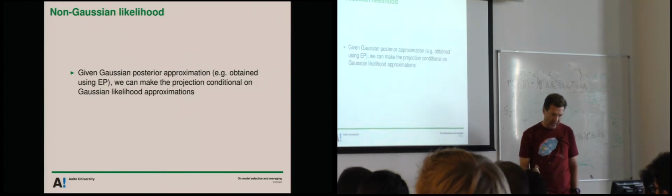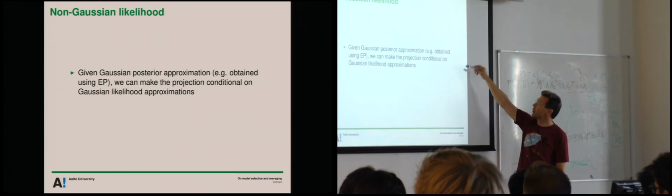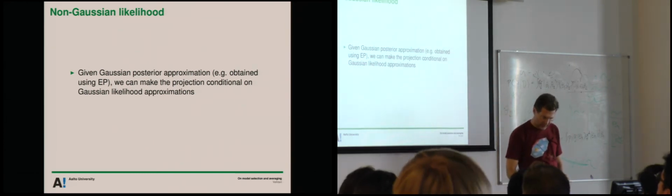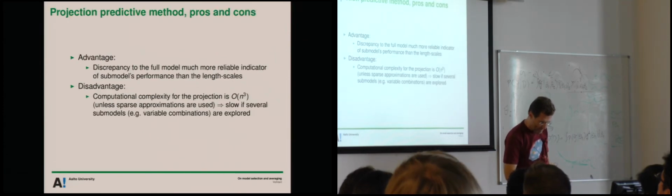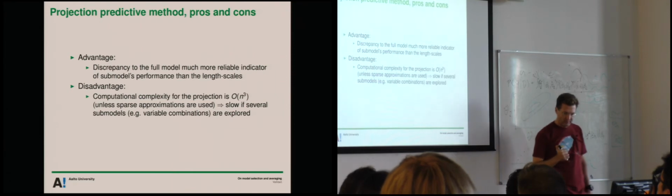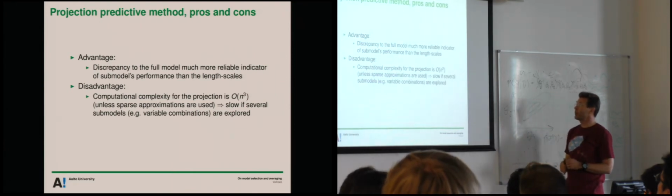For the non-Gaussian likelihood, we can then make the projection conditional on Gaussian likelihood approximations, so the same approach. So now we get better models.